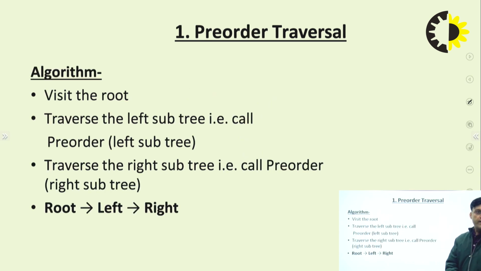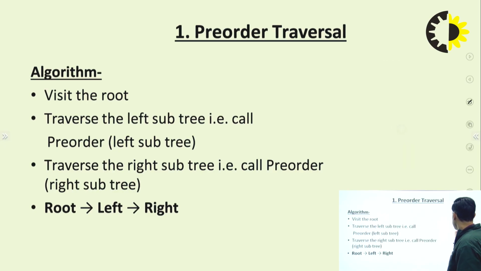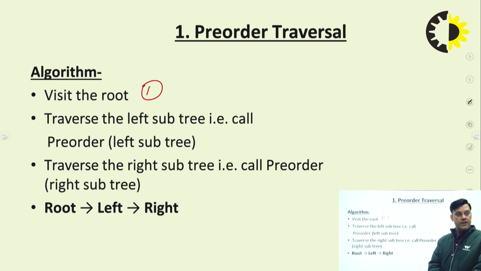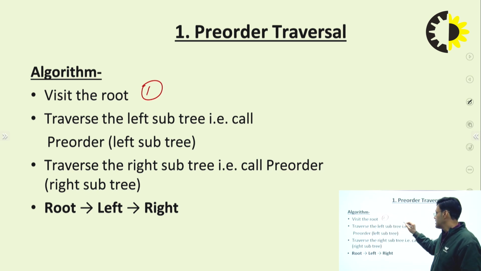Okay. So what happens in pre-order? That I have already explained. Pre means the priority is given to root node. Okay. So here it is written, number 1, we will visit the root. Okay. After visiting the root, we will go to travel the left subtree. Okay. How are we going to travel the left subtree? I have already told, it is done recursively.